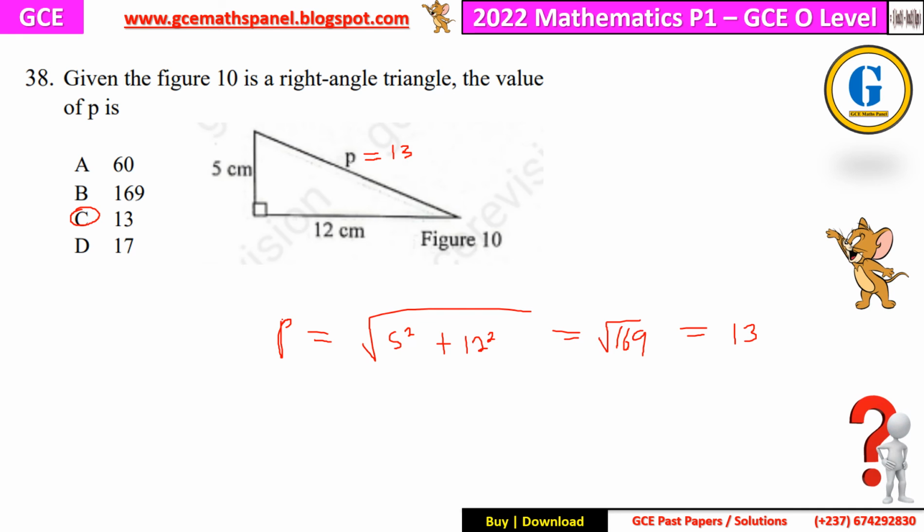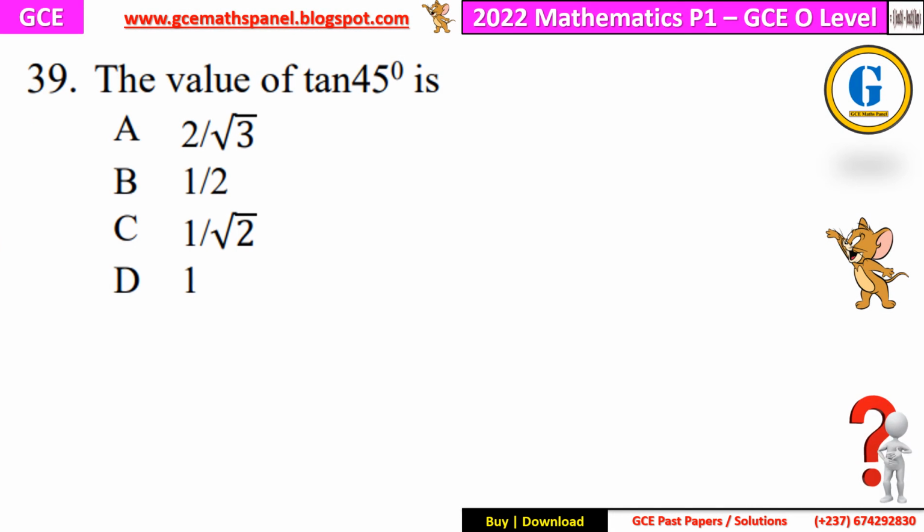Now 39. The value of tan 45 is 1. Sin 45 is equal to cos 45, so tan 45 is 1. If you don't know, punch it on your calculator. Make sure your calculator is in degrees, DEG, before you use it. If you use it in any other mode, you might not get the correct answer.